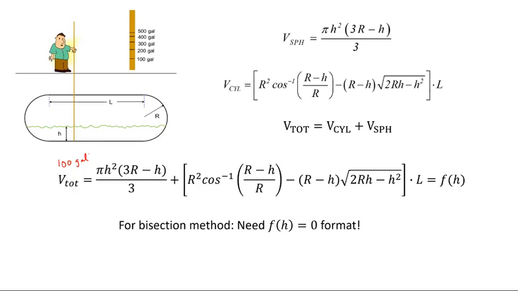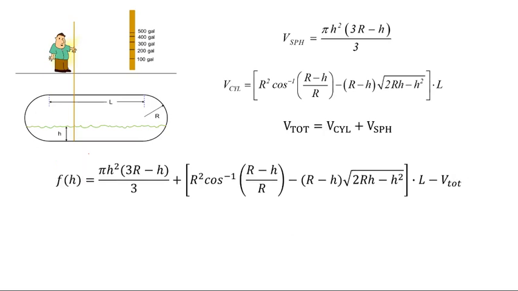Now, this is not set up for the bisection technique. This is not an f of h equals 0 format. This is an f of h equals some constant. So we can easily change this into an f of h equals 0 format by subtracting the total volume from both sides. And now this is an f of h equals 0, and we can use this directly in the bisection method.